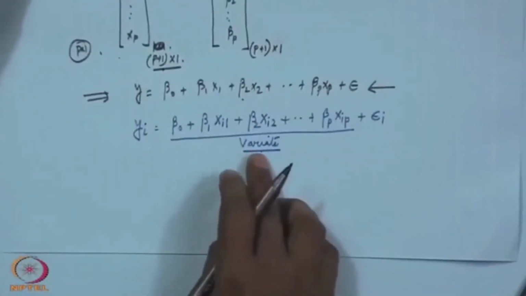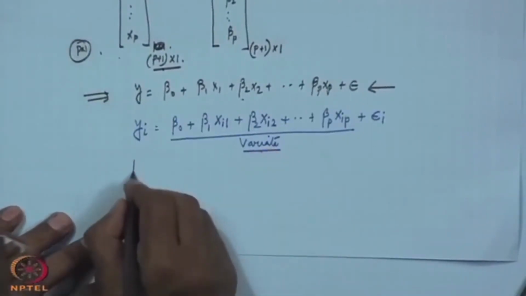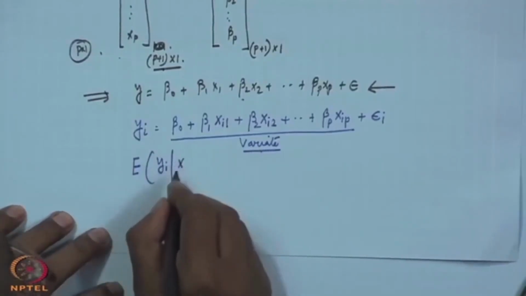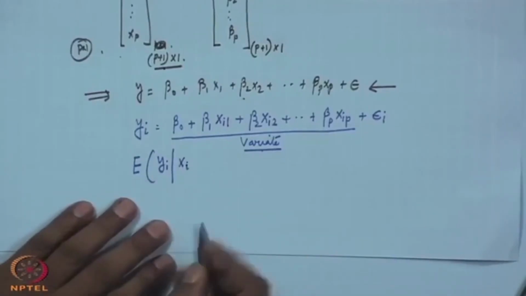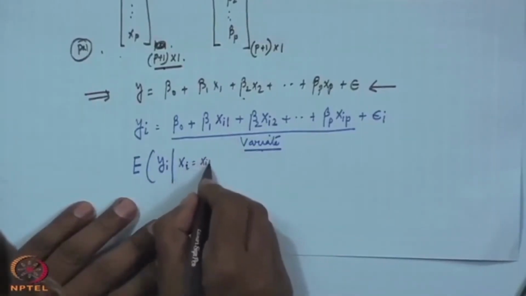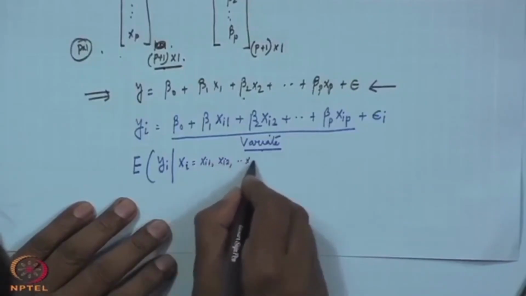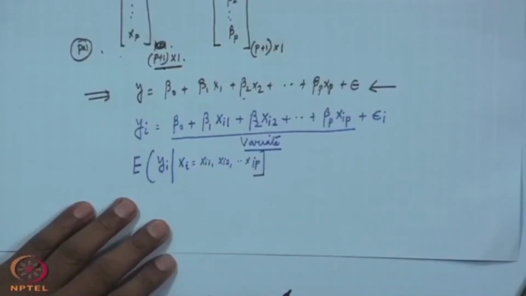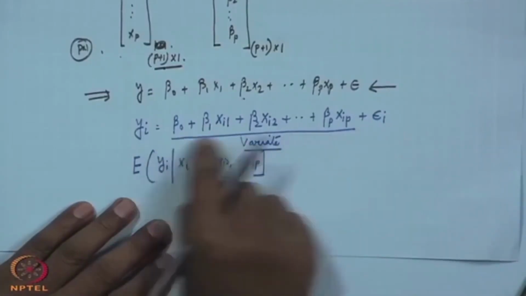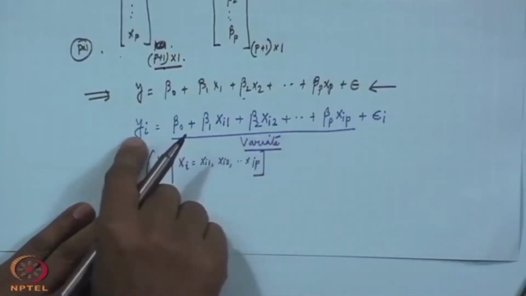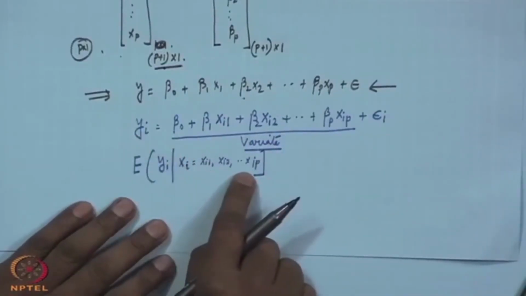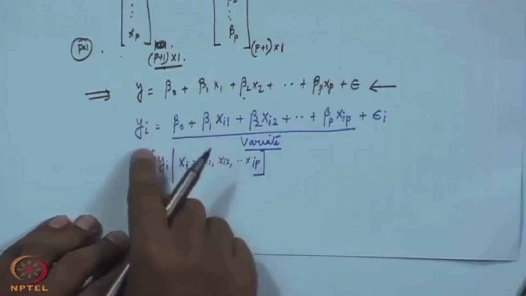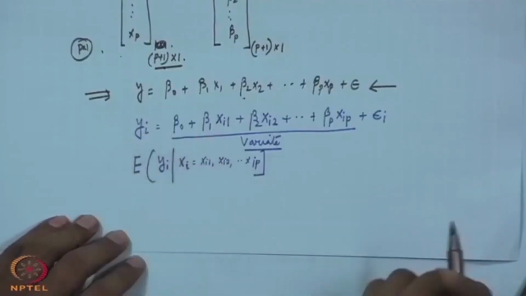In this case, this represents the expected value of yi given xi. What is xi? Xi equals xi1, xi2, like this up to xip. Getting me? Without the error term, this is the expected value of yi if I know the ith observation for the individual IVs. Then what will be the value of yi, that is the predicted value.